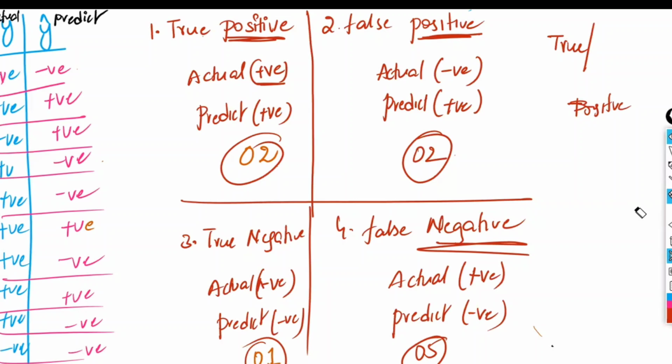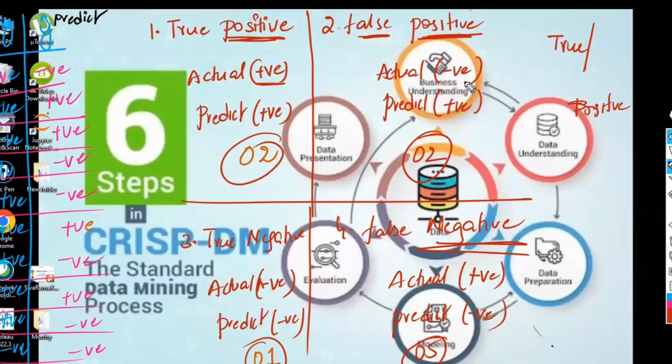Is that clear? So remember, two words are there, out of which the second word is your predicted word. The first word is whether you have done the correct thing or the wrong thing. The second word says whatever you have predicted. Your predicted word is the second word. The first word says whether you have correctly predicted or wrongly predicted. Everything says about the prediction only. Is that clear? Pawan, is your question clear now?